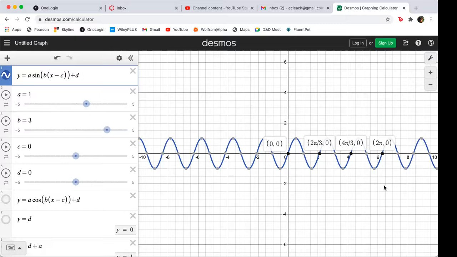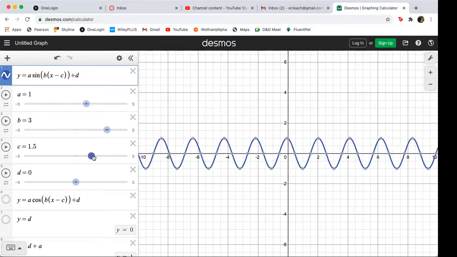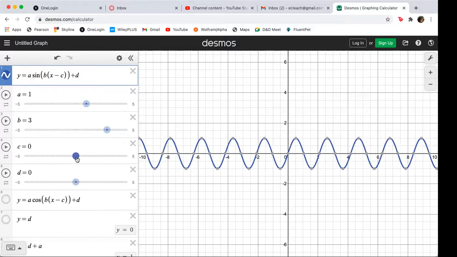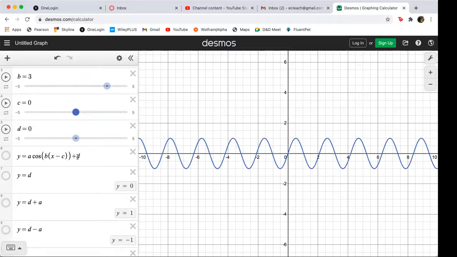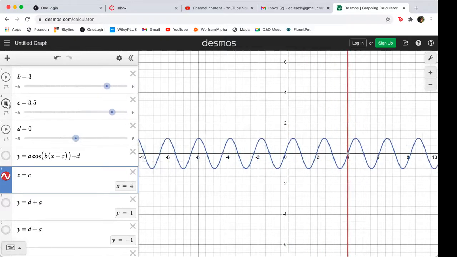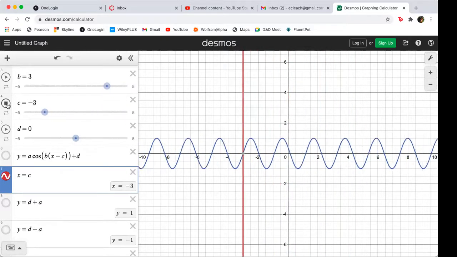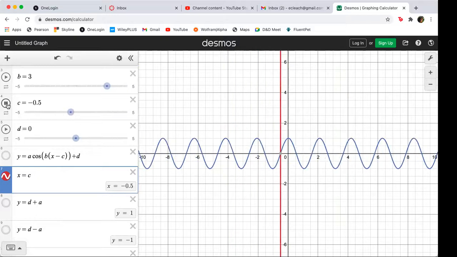Notice that if we adjust the value of C, the C is going to shift things left and right. The period is not changing. We're just taking this same shape and moving it left and right. If I think about where the starting value is, we're starting off at x equals the value of c. So I'm going to put a graph at x equals c. And when I move c left and right, we can see that at that starting value, we're always at the middle going up.